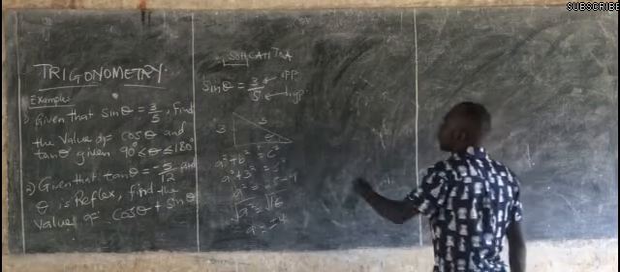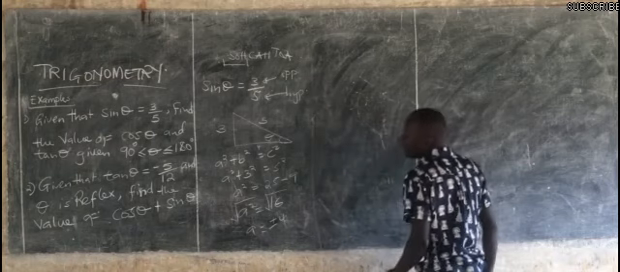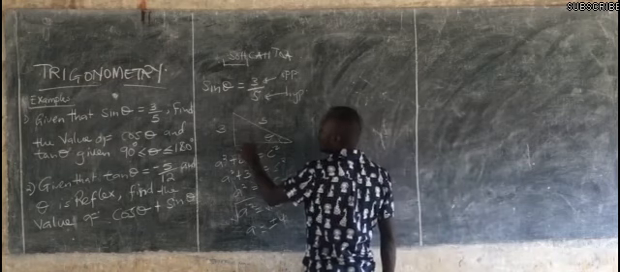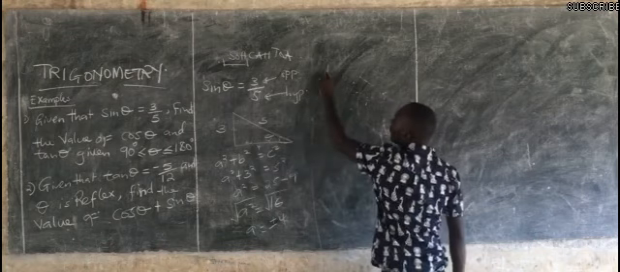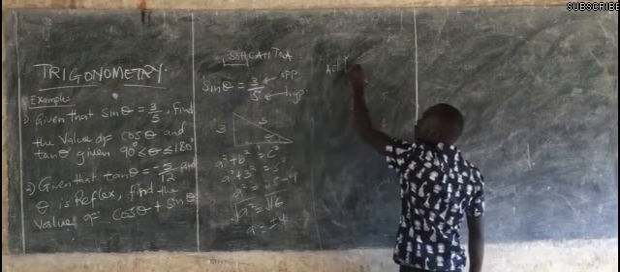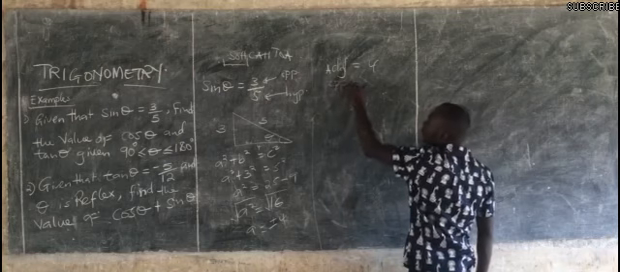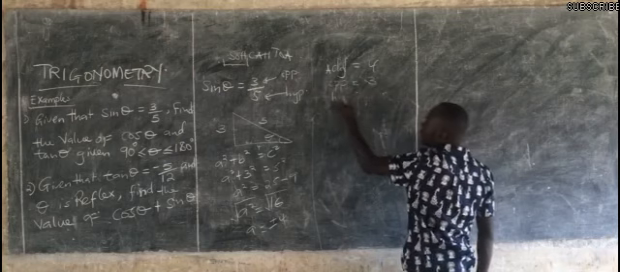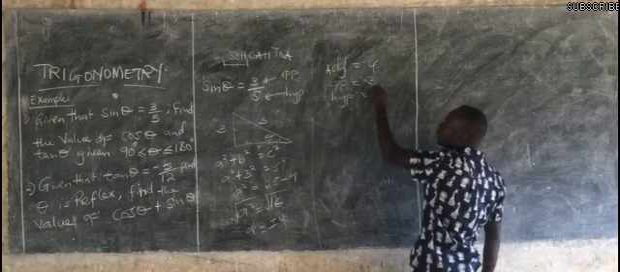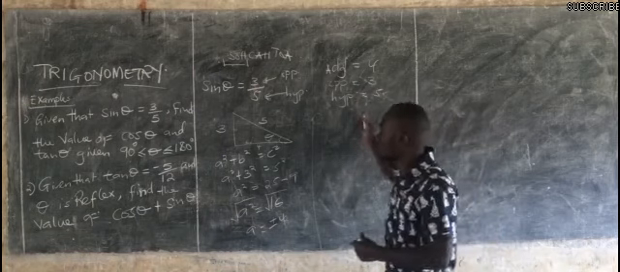So after knowing that that is the value that is missing there, it means we can now have the adjacent. The adjacent is equivalent to 4. The opposite is equivalent to 3, and the hypotenuse is equivalent to 5. And that is the first thing I've noticed.